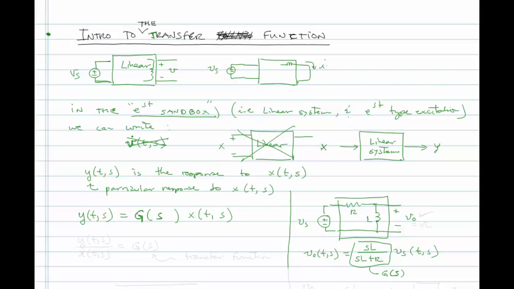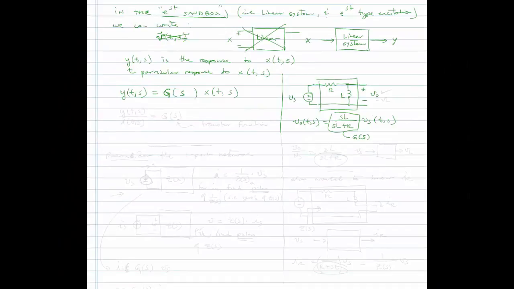If we were back in the good old DC days of just having resistors, this G of s would not be a function of s, but it would be a function of any number of resistors in our circuit. Okay, so we can then write Y of t, s, the response, divided by X of t, s. What we put in is expressed as this G of s here. Let's do the same here. We do Vo over Vs. We would get sL over sL plus R. This turns out to be our transfer function.